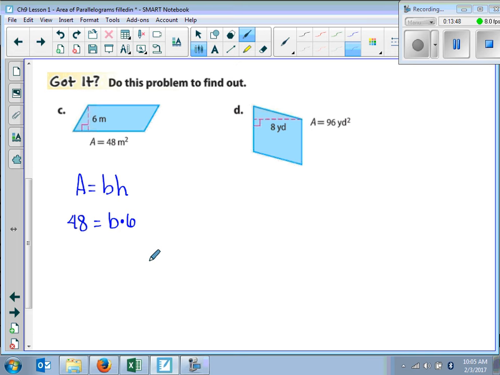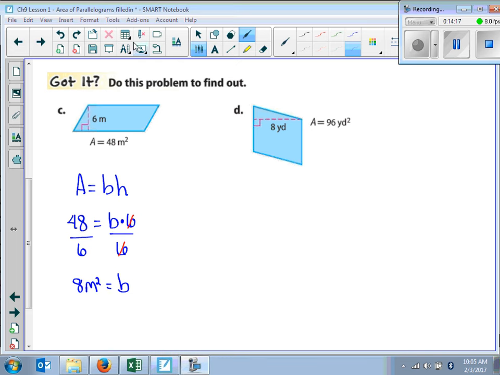Very good. So now, because this is a multiplication equation, we're going to divide by 6 on both sides. Then those 6's, of course, will cancel. Now we're left with B. And we end up with 48 divided by 6 is 8. 8 what? Meters squared.